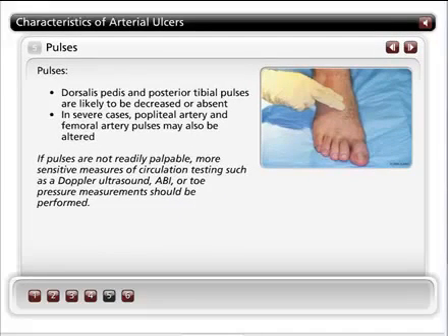Pulses at the dorsalis pedis artery and the posterior tibial artery are likely decreased or absent in the case of lower extremity arterial insufficiency. In severe cases, popliteal artery and femoral artery pulses may also be altered. If pulses are not readily palpable, more sensitive measures of circulation testing such as a Doppler ultrasound, ABI, or toe pressure measurements should be performed.